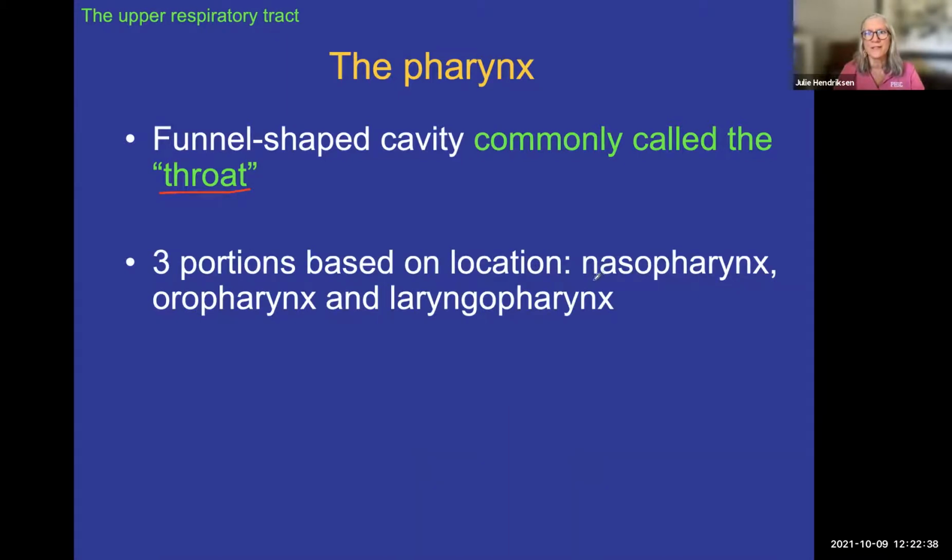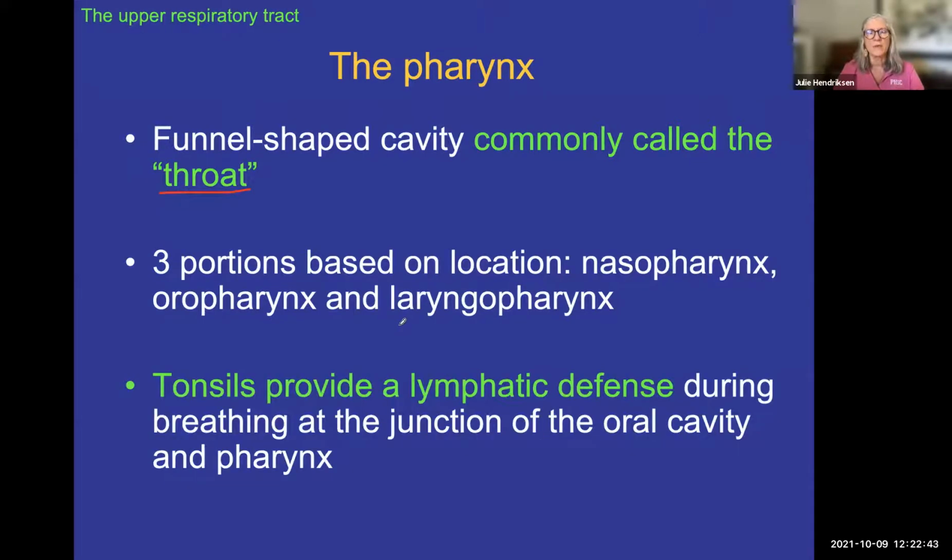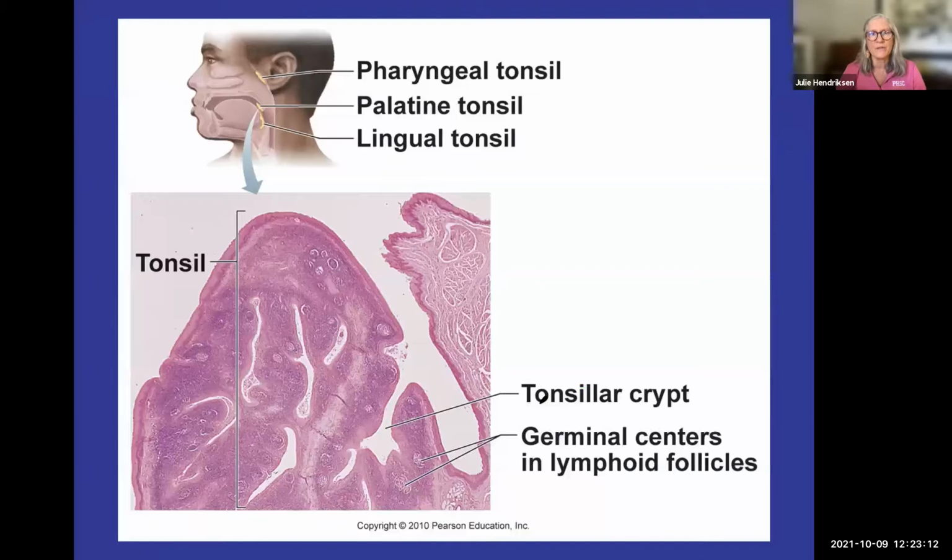So those are listed here: nasopharynx, oropharynx, laryngopharynx. The important thing to understand is this one throat or tube, in particular the oropharynx, is shared with the digestive system. We'll also have tonsils associated with that space. Tonsils are part of your lymphatic system, which is going to house your immune cells. Those are there as air comes in to identify microbes. And here's a picture of some of those tonsils.